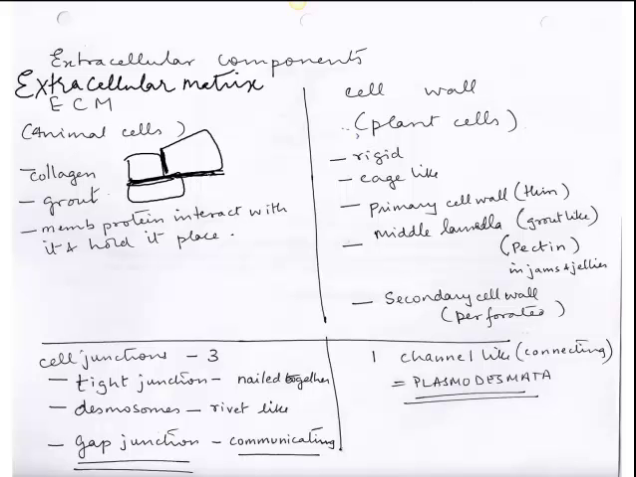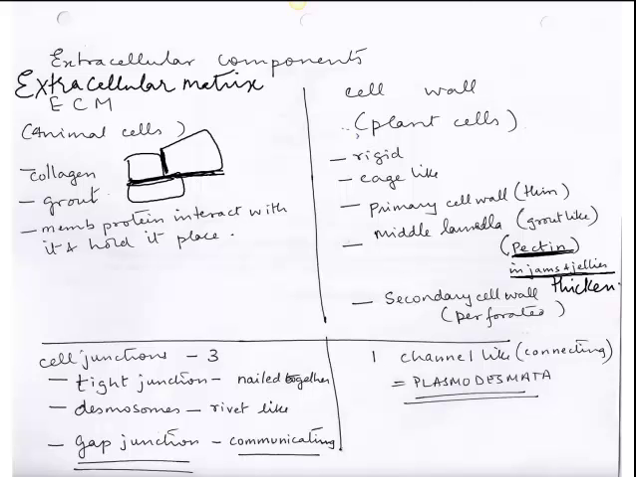There are certain membrane proteins that can interact with it and hold it in place. In plant cells, the cell wall is outside the cell. It is rigid, cage-like, and it is made of three parts. The primary cell wall is thin. The middle lamella is grout-like, similar to the extracellular matrix. It is made of something known as pectin, which is also used in jams and jellies to thicken it. Okay, and then it has secondary cell wall, which is perforated.